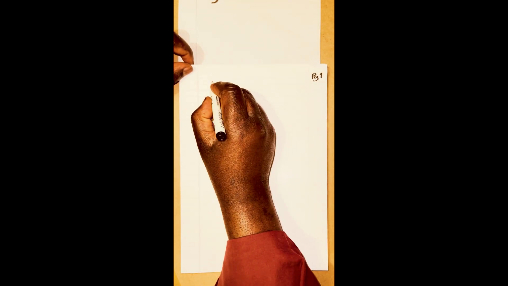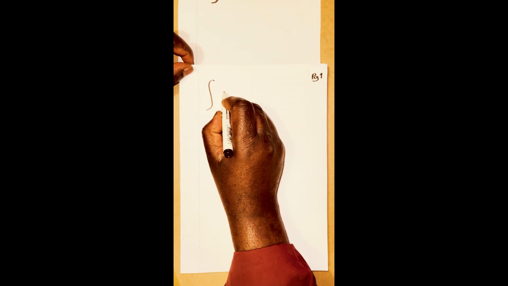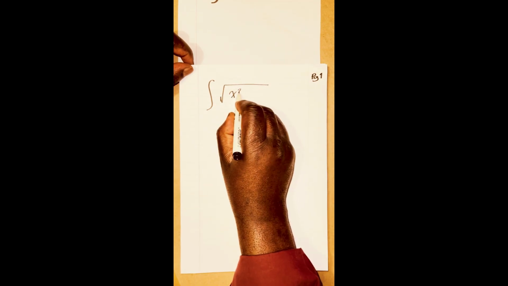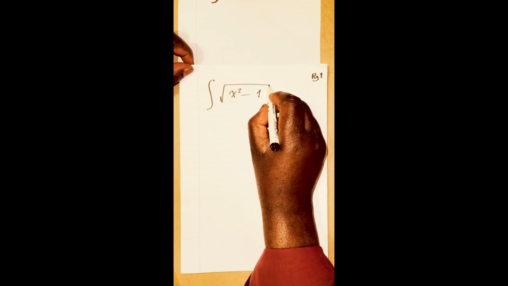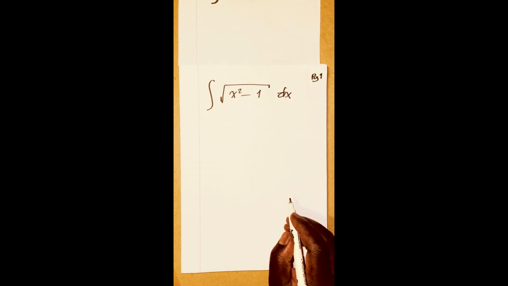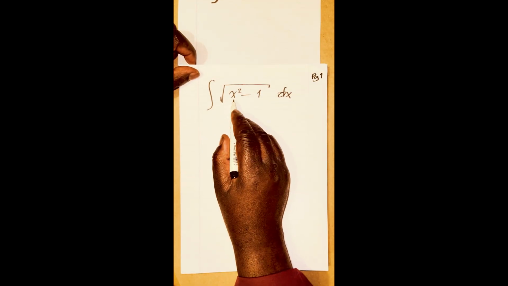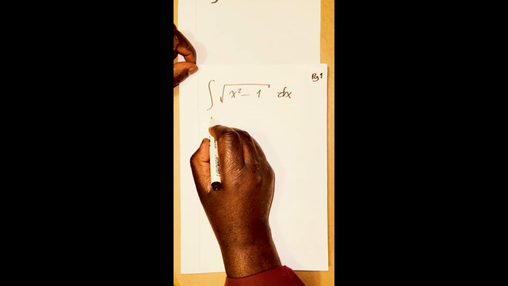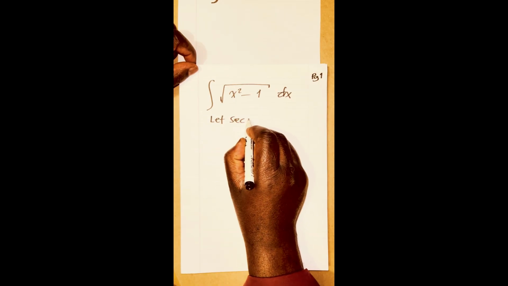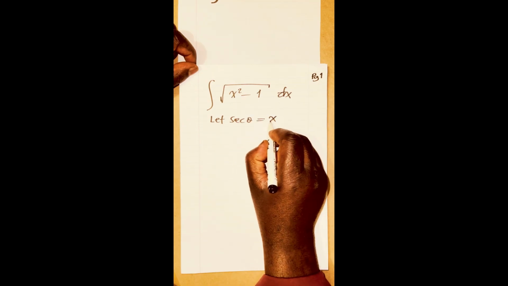Let me capture the integral first. So it's the integral on page 1. It's the integral of the square root of x squared minus 1, and then we have dx. So like I said, we're going to let sec theta be equal to x. That will be the starting point. So let sec of theta be equal to x.